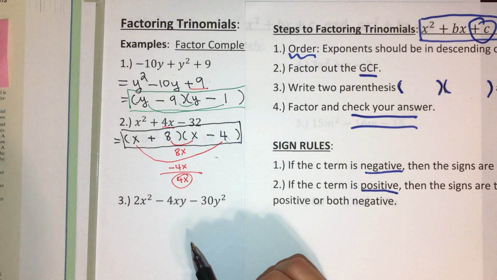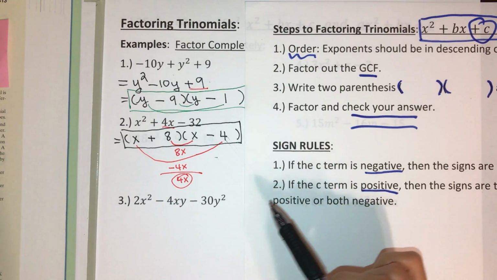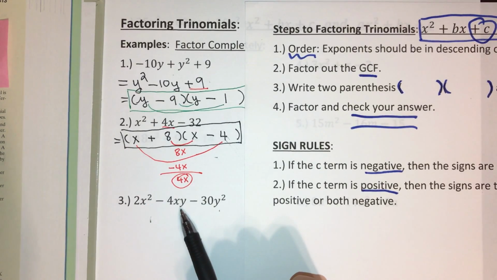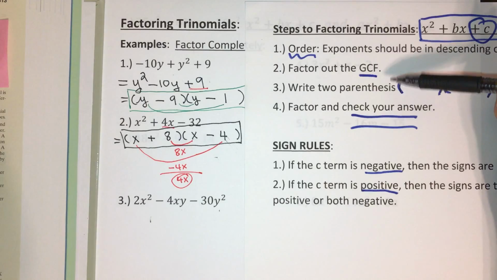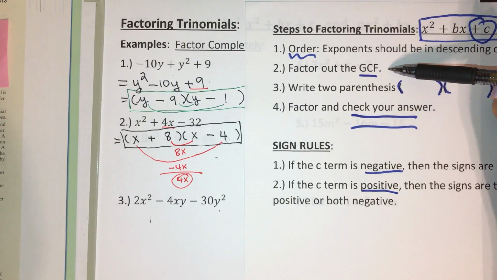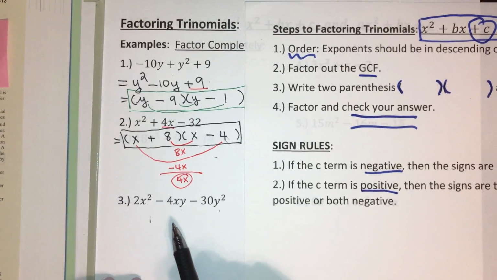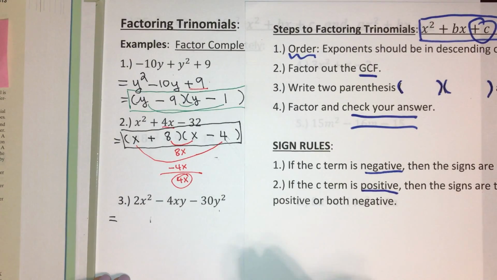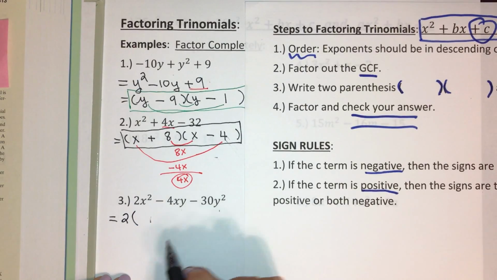Let's take a look at the third example. This one, we have two variables. As long as the first and the last are squared and the middle term has a product of both variables, then this is in the correct order. So I don't have to worry about the order. The next step is to check to see if there's a GCF. In this case, there is. The GCF is 2. That needs to be factored out first. And so there'll be an extra step in this problem. Factor out 2. You need to write what's left after we factor that out.